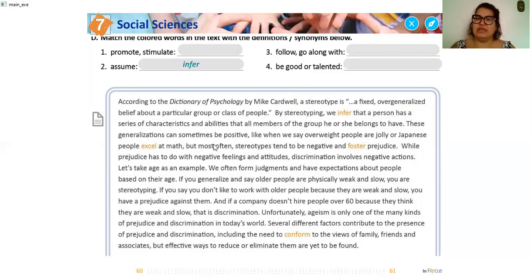These generalizations can sometimes be positive, like when we say overweight people are jolly and Japanese people excel. So to excel is to be good or talented at something, at math, but most often stereotypes tend to be negative, and foster. Foster means to promote or stimulate prejudice. There are many other meanings to the word foster. One that is very common is, for example, that's the foster family for the kid.